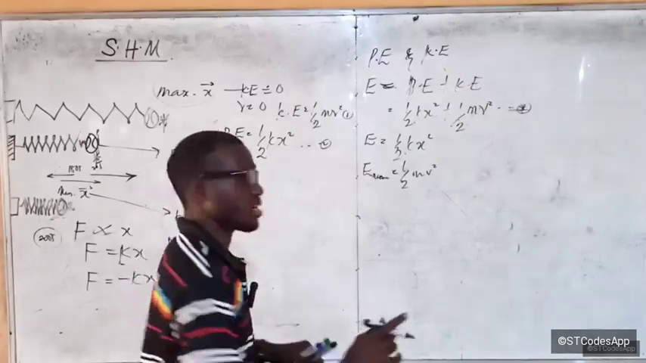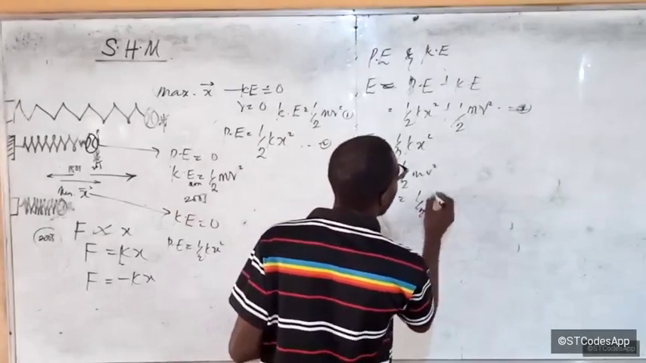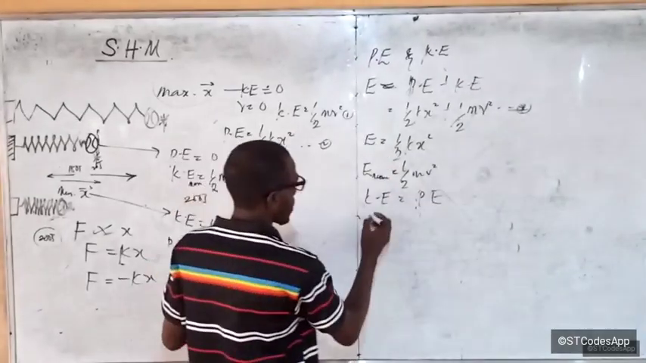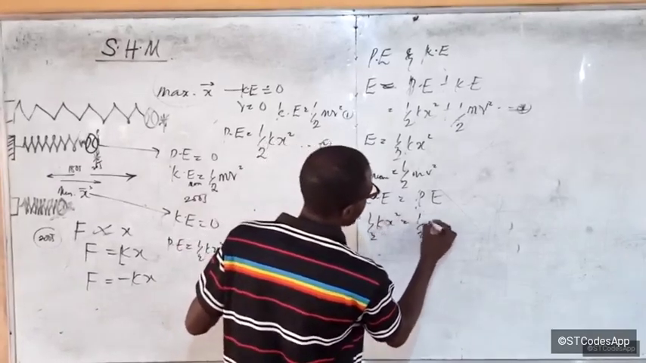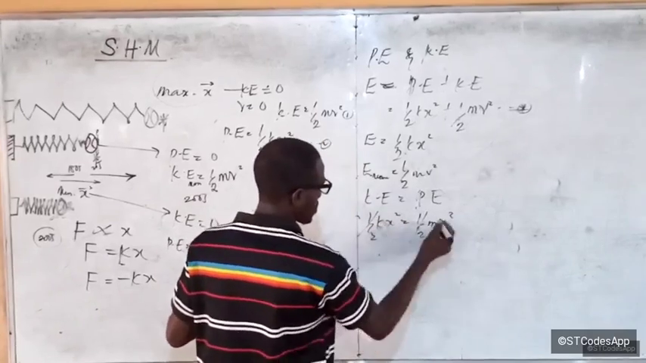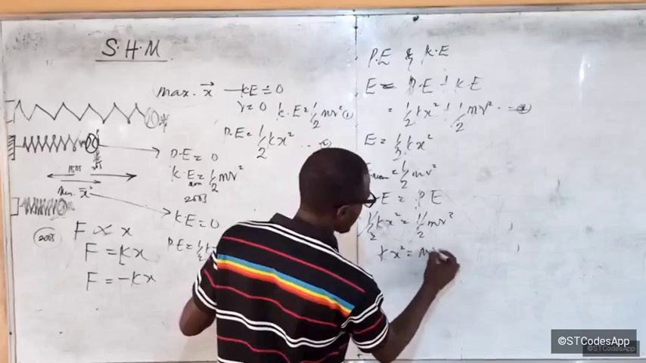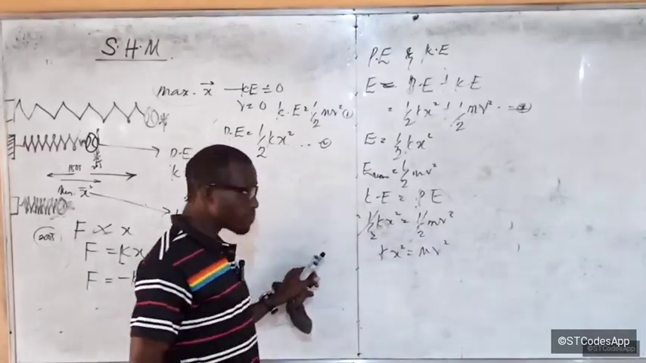And what that means is that at every particular instant, in the entire system, total kinetic energy is always equal to what? Total potential energy. Is that okay? So half kx squared will equal half mv squared. So this cancels this. Then we have kx squared equal to mv squared. Then we can find the velocity of the body.